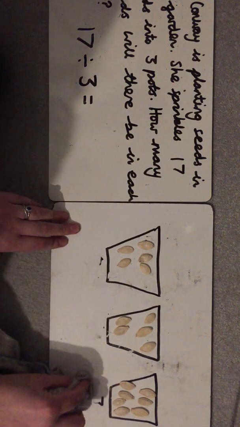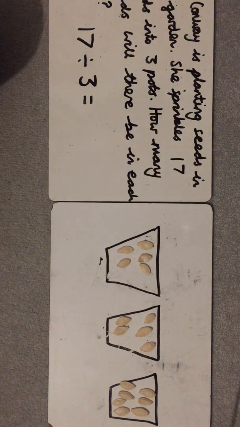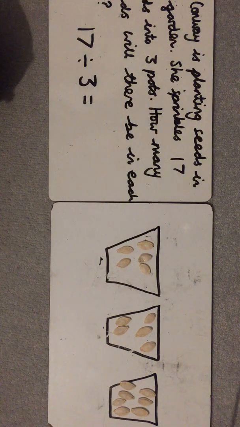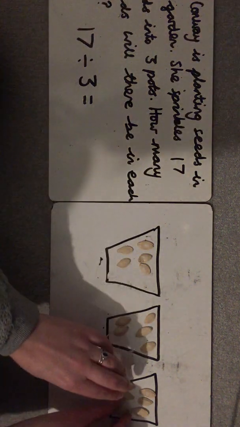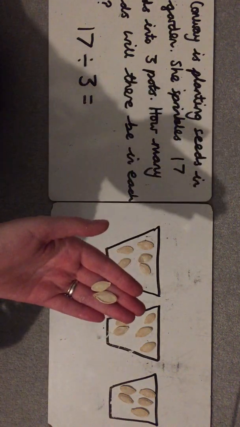17 divided by 3 doesn't give me an equal answer. I can't divide it exactly. And you'll notice 17 is not in the 3 times table. That's why it doesn't work. So what do I do? So I've counted to 15 and I've got 2 left over.